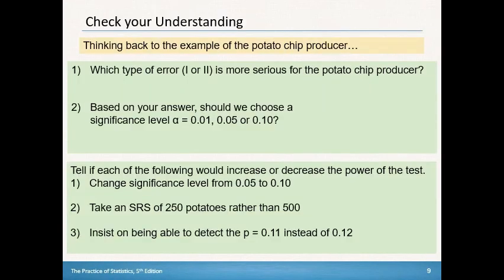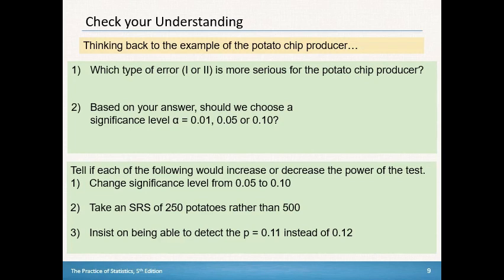All right, so let's try answering some questions to help us check to see, do we really understand what this power and this beta, the probability of a type 2 error, is. So think back to the example on the potato chip producer. What type of error, type 1 or type 2, is more serious for the potato chip manufacturer?